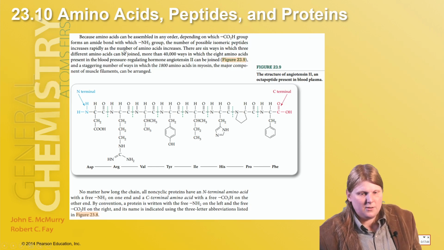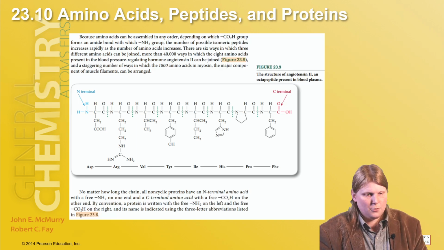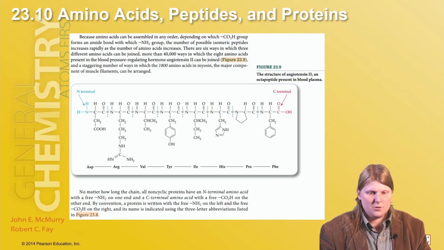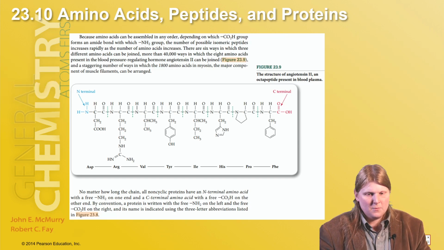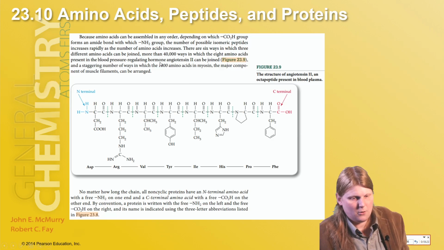So they show here, because amino acids can be assembled in any order, depending on which acid group forms the amide bond with which amine group, possible isomeric peptides increases rapidly as the number of amino acids increase. There are 6 ways in which 3 different amino acids can be joined, 40,000 ways in which 8 can be joined, and then they talk about here which the 8 present in the blood pressure regulating hormone can be joined. Many biological systems are regulated by the presence of proteins. Smaller ones they sometimes call peptides, and even huge enzymatic structures that are all made out of amino acids fundamentally.